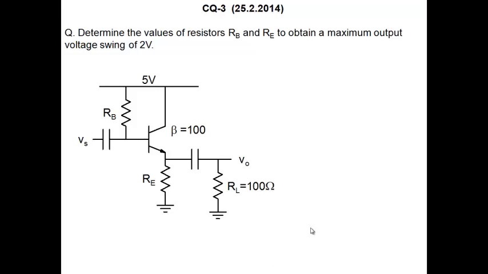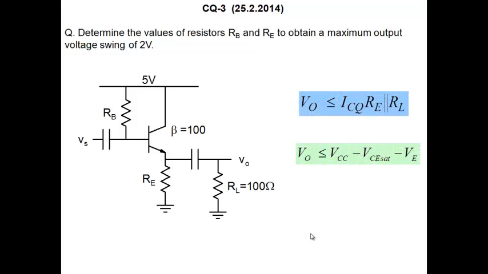So the formulas are given to you. You have this problem to find out RB and RE to obtain a maximum output voltage swing of 2 volts. Okay. So 10 minutes is the time that you have.